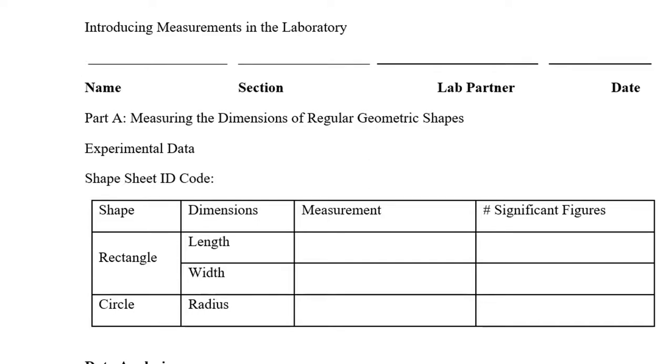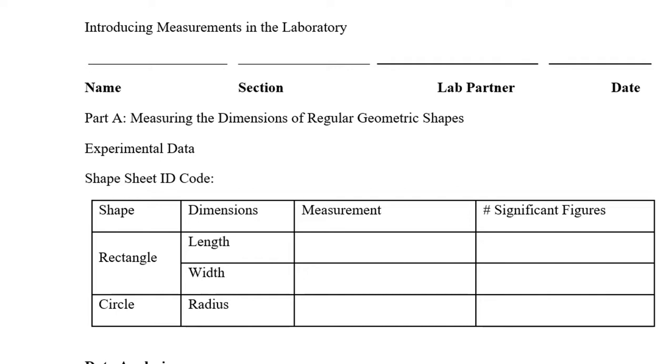Hello everyone. I wanted to talk a little bit about the introduction to measurements in the laboratory and go through making some of these measurements. So we'll start with part A, the measurement of regular geometric shapes. So we'll have a rectangle and a circle. There is no need to indicate a shape sheet code ID for this recording.